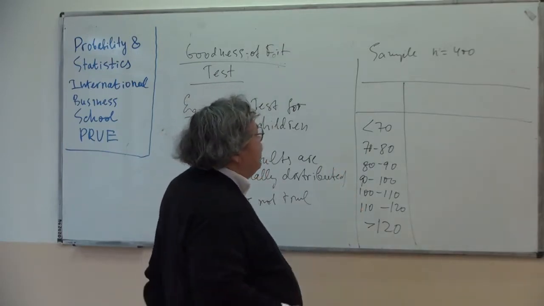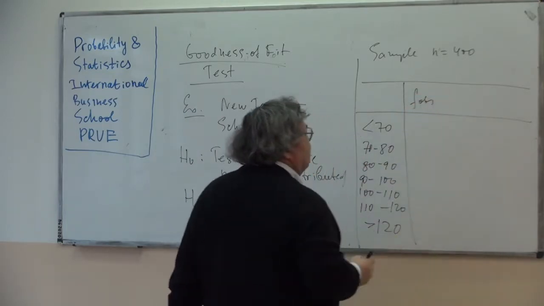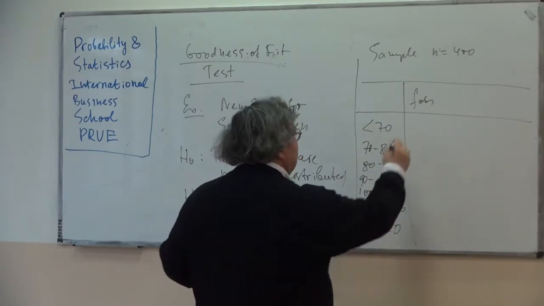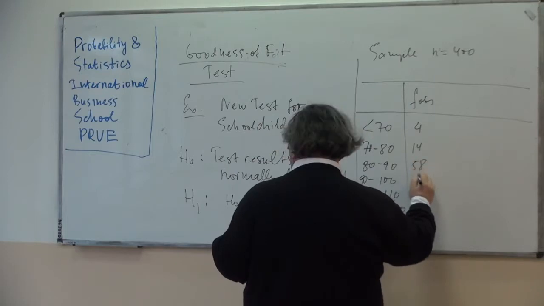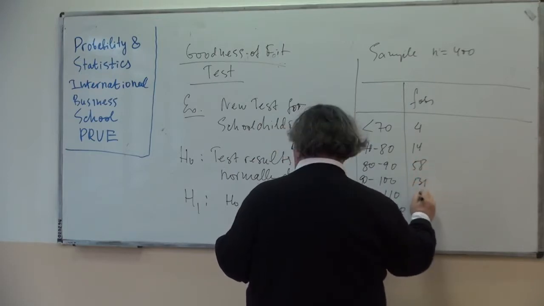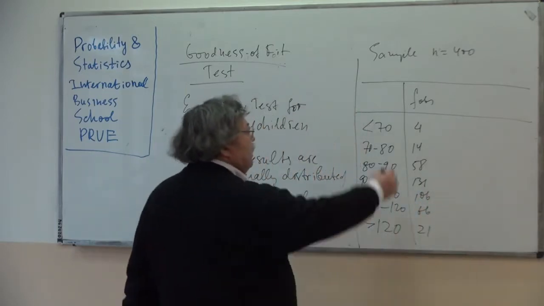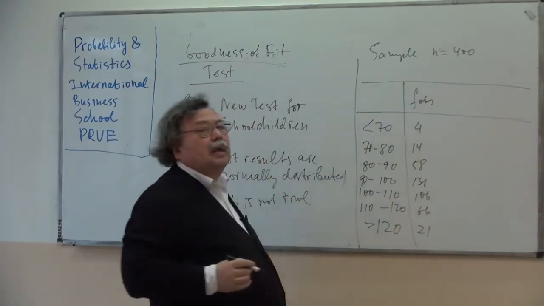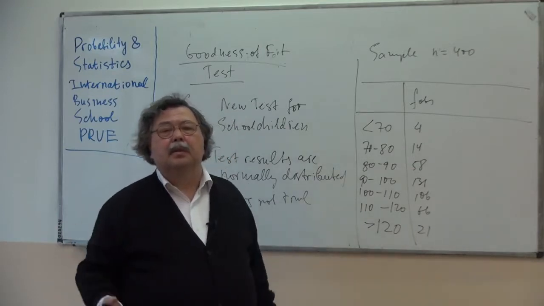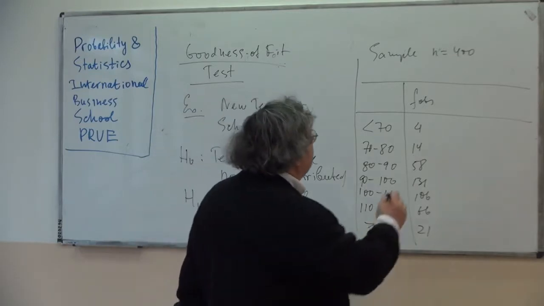All right, and what's the observed count? Suppose the observed numbers were 4 in this category, 14 here, 58 here, 131 here, 106, 66, and 21. Well, and if you sum up these numbers, you'll find that the total is 400. So this is a complete picture. All the data in this way are divided among the categories.